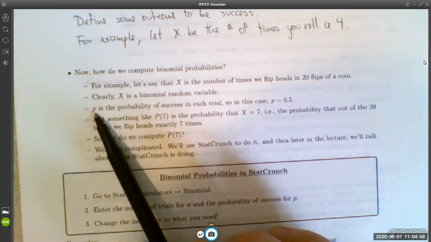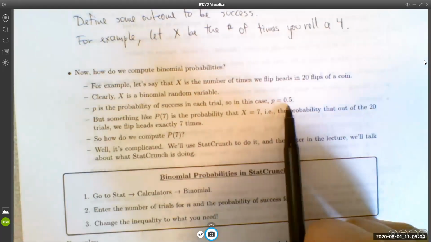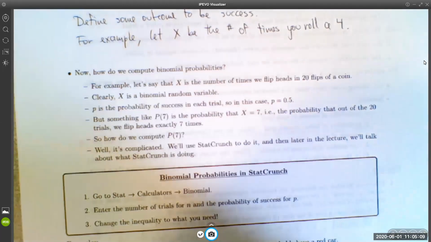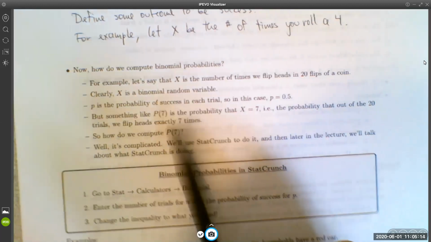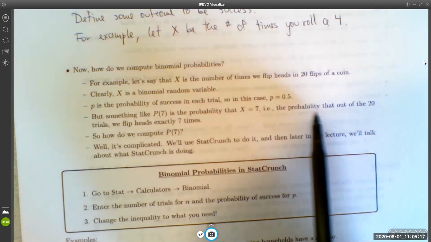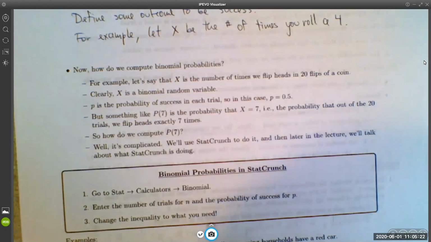Now, little p is the probability of success in each trial. In this case, little p is 0.5. You have a 50% chance of flipping heads. But something like P(7) represents the probability that x equals 7. In other words, it's the probability that out of the 20 trials, we flip heads exactly 7 times. How do we compute that? How do we compute the probability that x equals 7? If you're thinking the answer should be just 7 out of 20, then you're way underthinking this. It's not 7 out of 20.